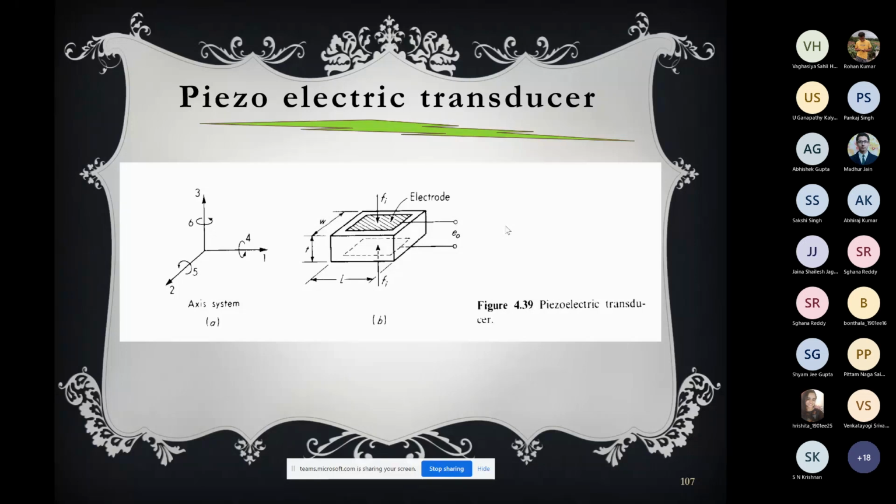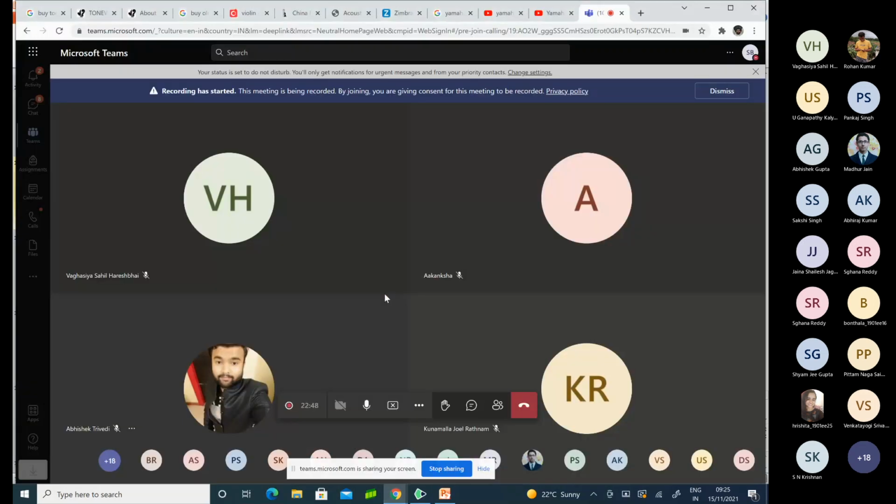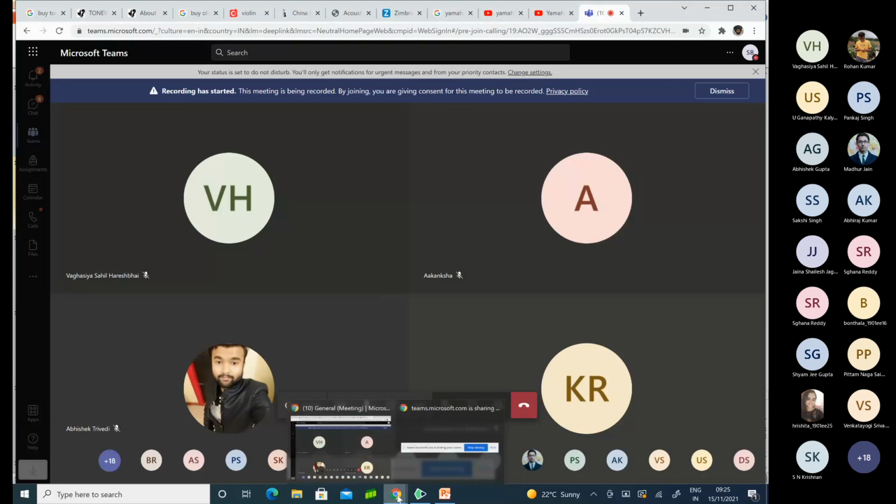Here we consider only the linear force, so 4, 5, 6 we will not consider. We think about only linear forces being applied and what will happen to the piezoelectric material, how we will get the output, and how the output is related to the force, so that we can build a transducer. That is our objective. Now tell me if any query up to this point. No message in the chat box. Nobody is asking anything. Let's proceed then.